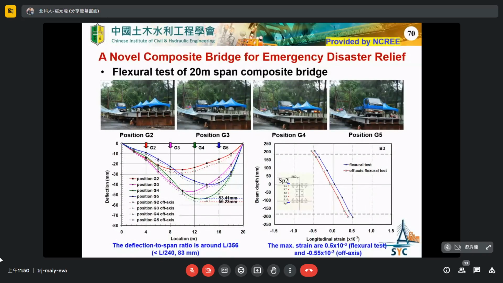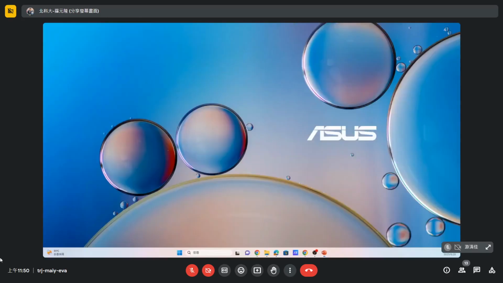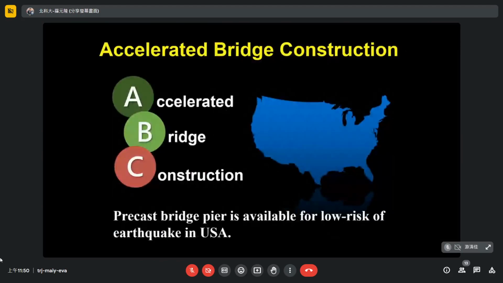Ah, it can't move. Next page. Okay. Okay, this slide shows the ABC.